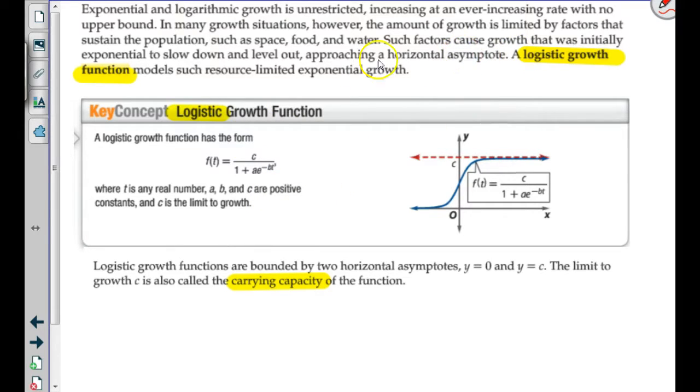Okay, it says a logistic growth function has this form, and the top number, C here, is called the carrying capacity. Do you remember what I told you that meant yesterday? See, it shows on the picture that there's actually an asymptote. So it's the maximum value. That top number will tell us what it's going to max out at, okay?